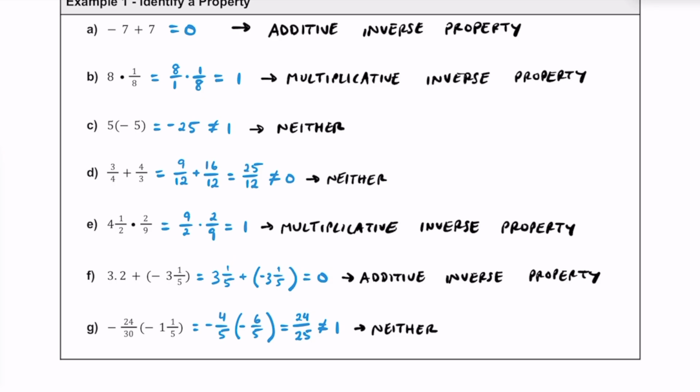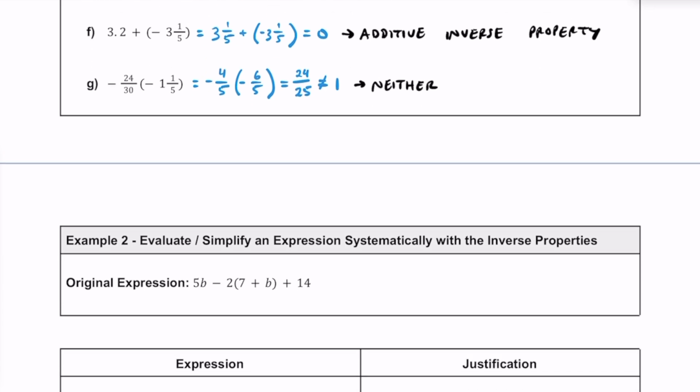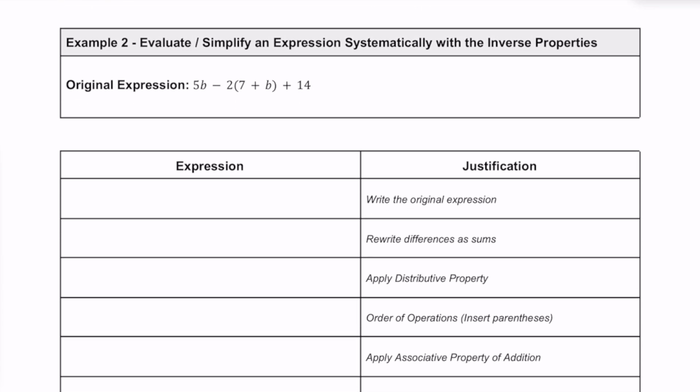All right, so hopefully you feel a little bit better about identifying these two properties and when it's not one of these properties. And so go ahead and now try simplifying or evaluating some algebraic expressions to see if we can tie this all together. All right, so let's check this out. We have an original expression here of 5b minus 2 times the quantity of 7 plus 1b plus 14 here. So let's see if we can go ahead and evaluate or simplify this expression and justify it using the justifications provided here. So it says go ahead and write the original expression.